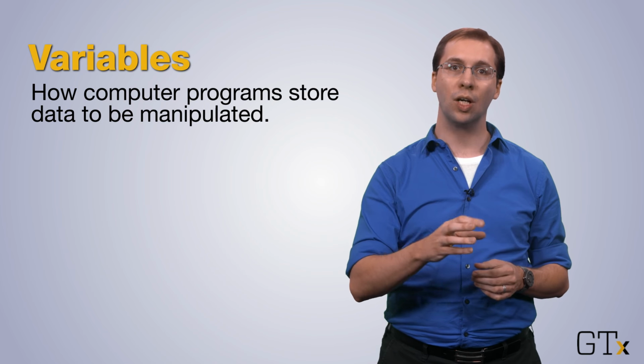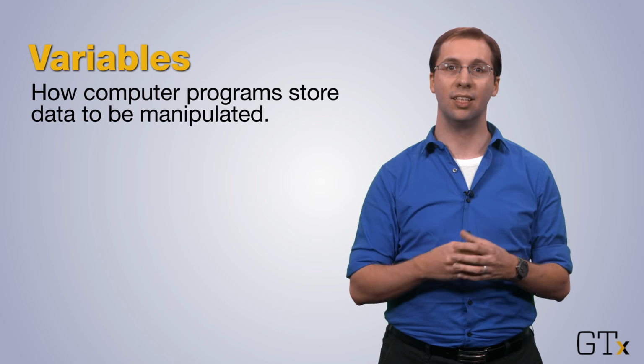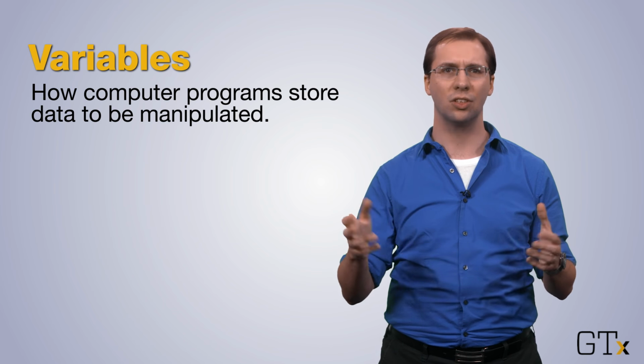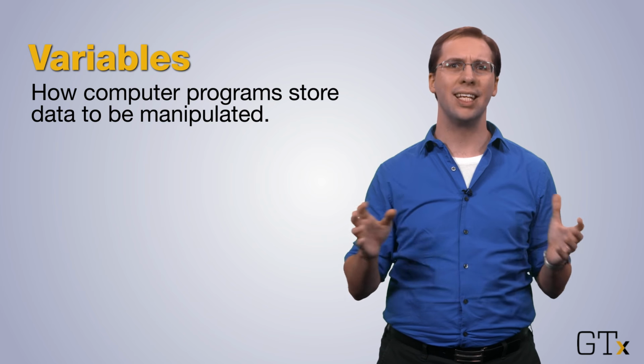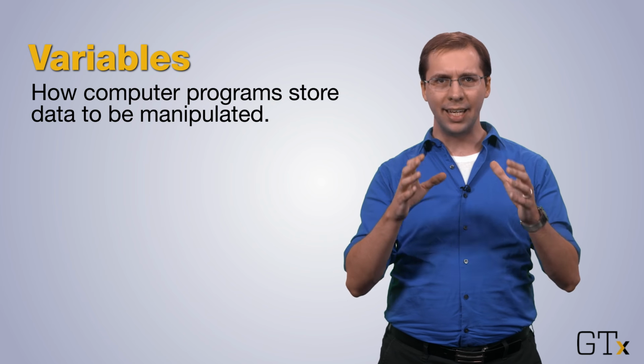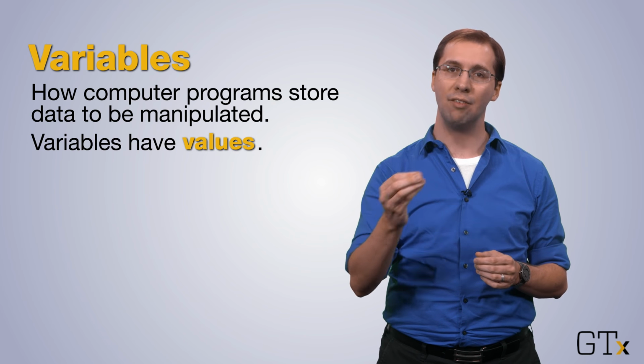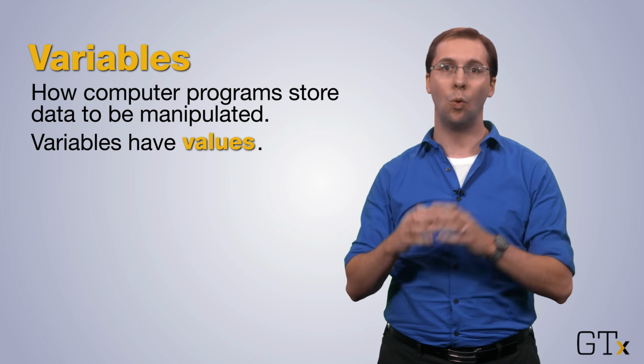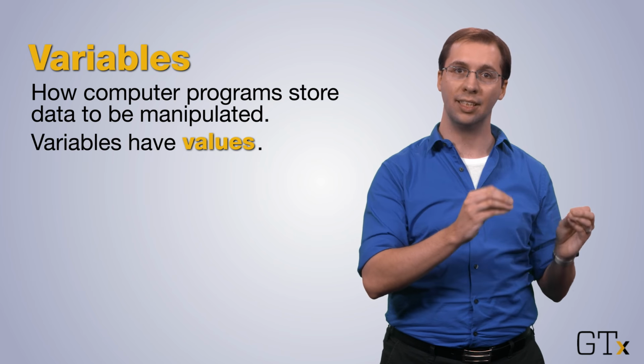Variables are how computer programs store information to be manipulated. We can use variables to store information from numbers to names to pictures to songs to pretty much anything else you can imagine. The key concept here will be that variables have values. A variable is the name of some piece of information, while a value is the information itself.